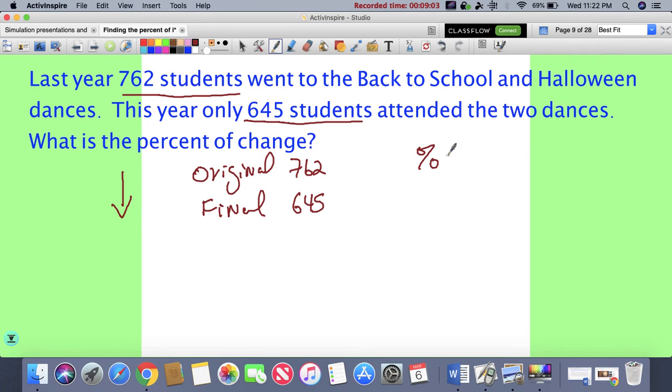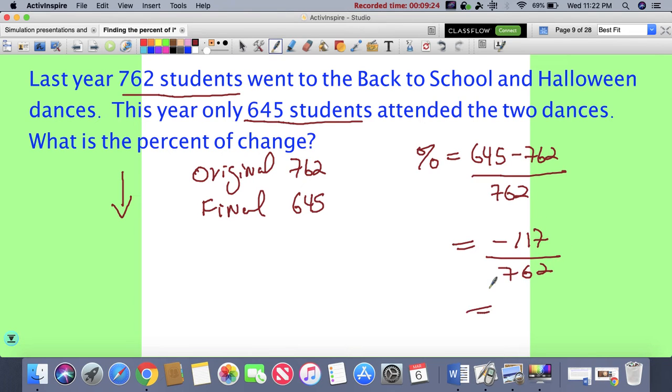So let's do this. You're going to get 645 minus 762 over 762. So subtract: 645 minus 762 equals negative 117. Divide by 762. You're going to get 0.1535, etc. Negative. Change that to percent, so the percent of change is negative 15.35%. And it makes sense because it's negative, because did the number of students go down? Yes, it did.